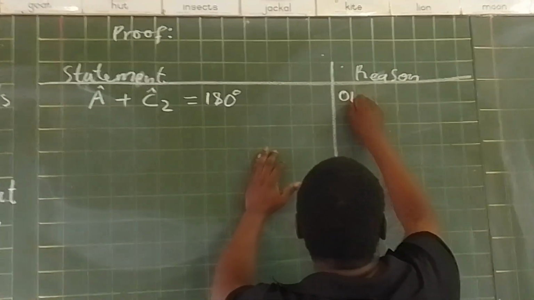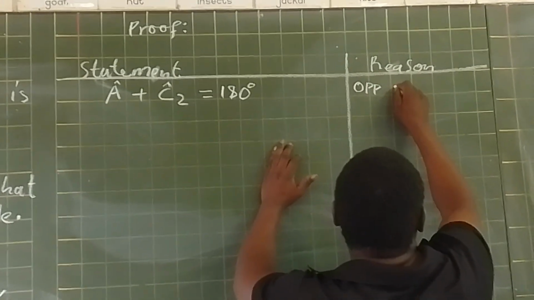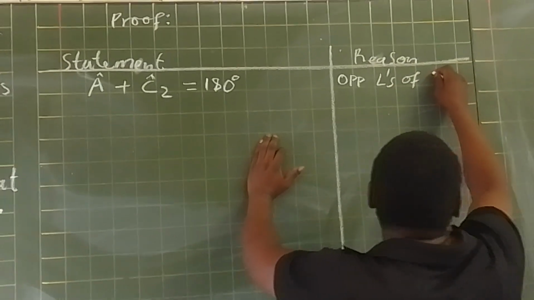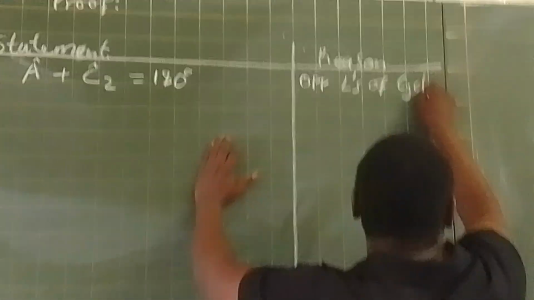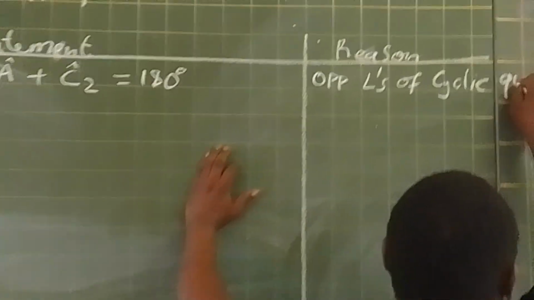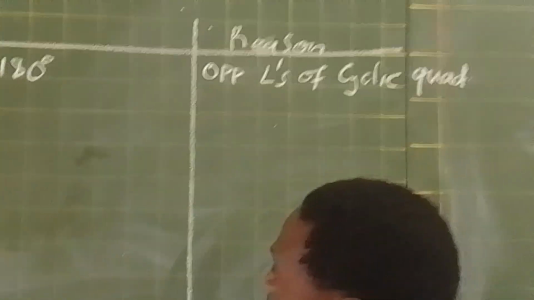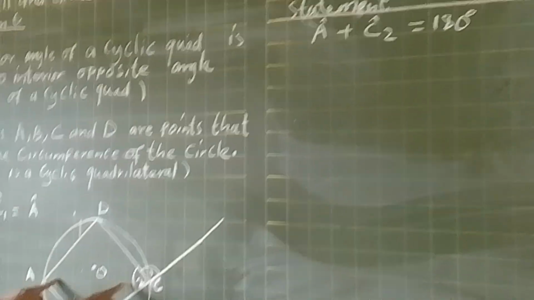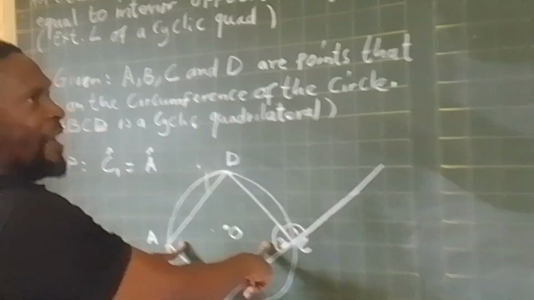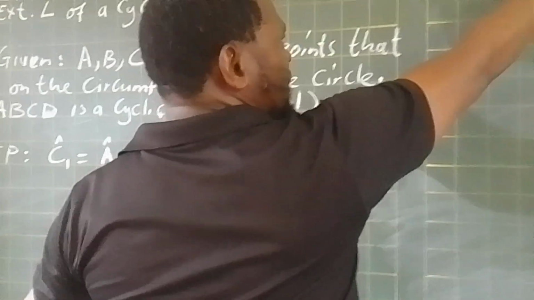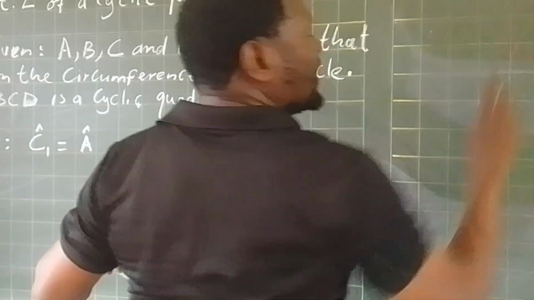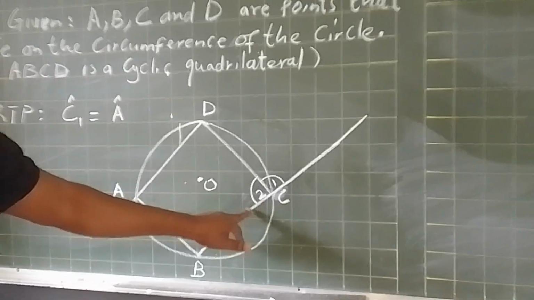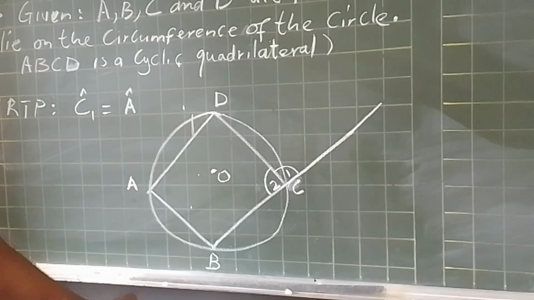opposite angles of a cyclic quadrilateral. The opposite angles of a cyclic quadrilateral supplement, which is A plus C2. They give you 180 degrees.